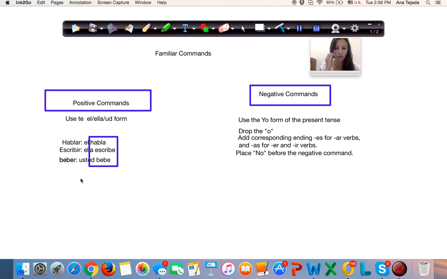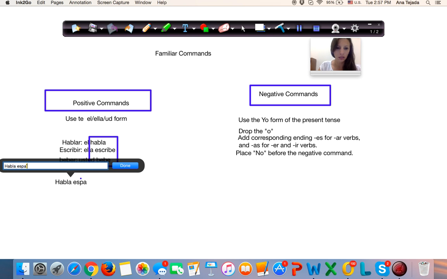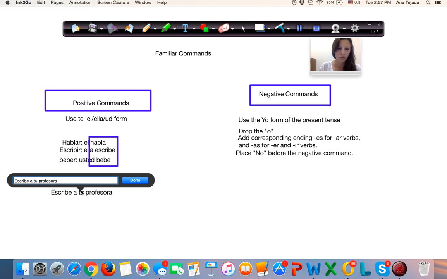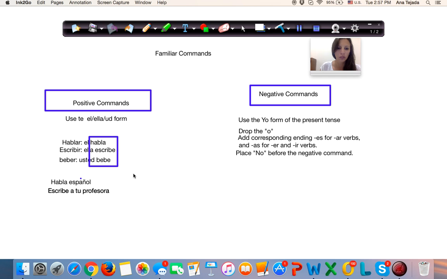Meaning that if you want to tell someone to speak Spanish, we'll say, habla español. Let's use escribir. We have escribe a tu profesora. Write to your teacher. Speak Spanish.